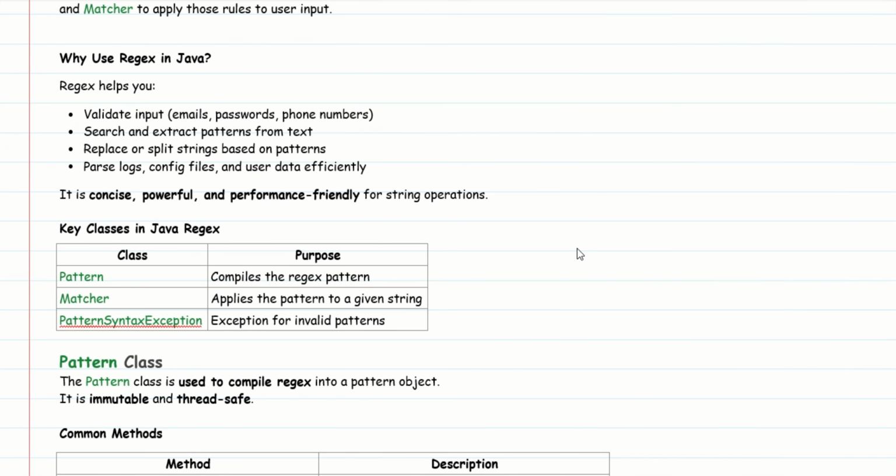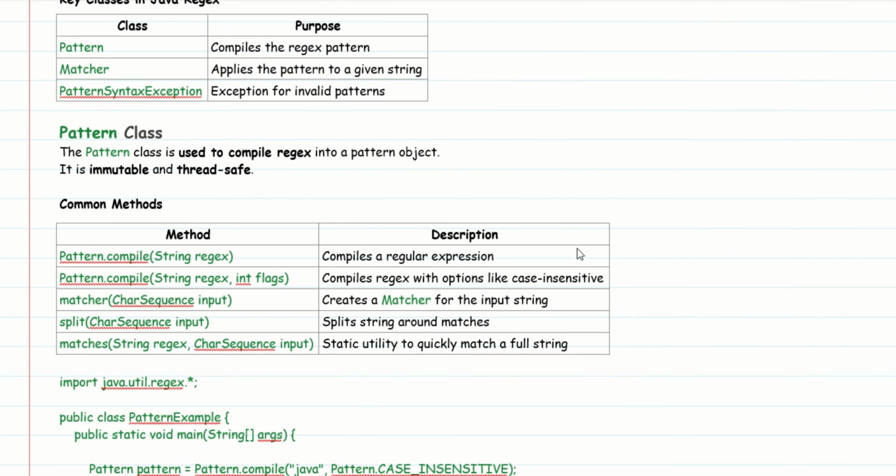So we have key classes: Pattern, which compiles the regex pattern, then Matcher, which applies that pattern to a given string, then PatternSyntaxException, an exception for invalid patterns. Let's see each class one by one now. The Pattern class is used to compile regex into a Pattern object. It is immutable and thread safe.